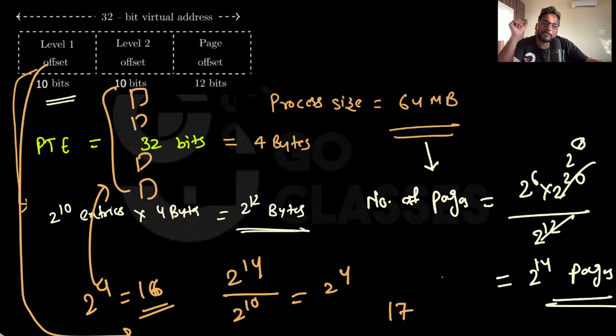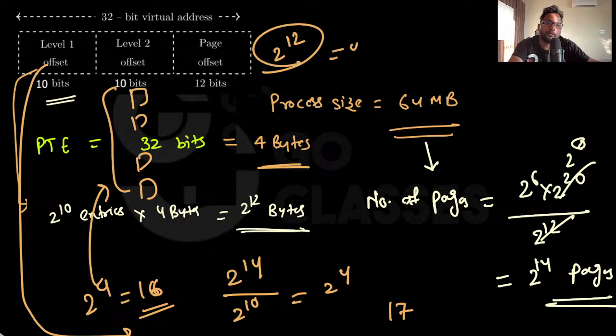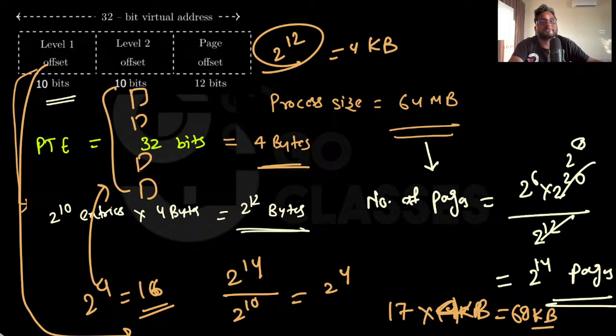And each page is how many bytes? Sorry, 4 kilobytes, 2 power 12. So 17 into 4 KB, which is 68 KB, is the correct answer. Should I explain this again? Let me know.